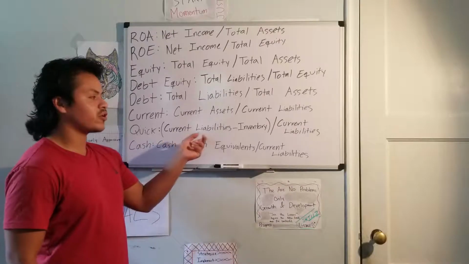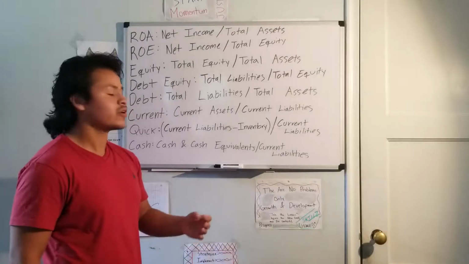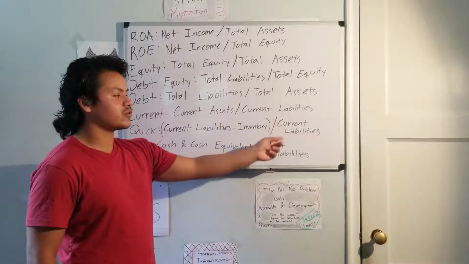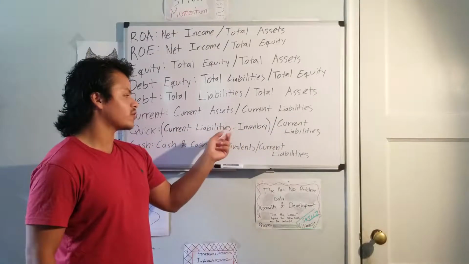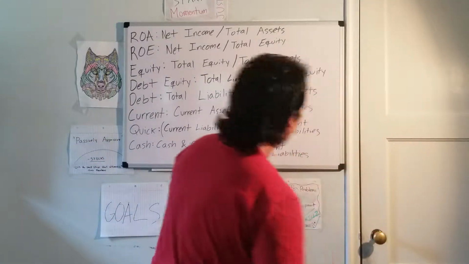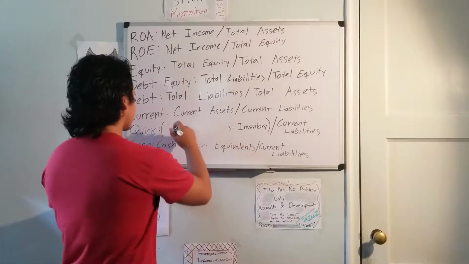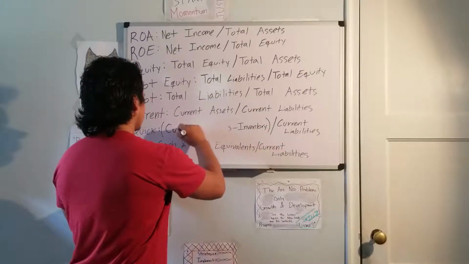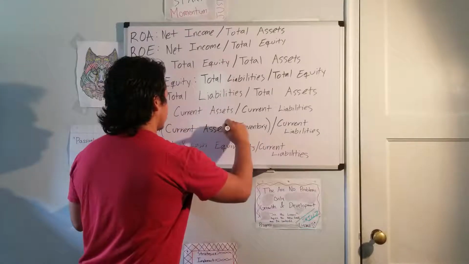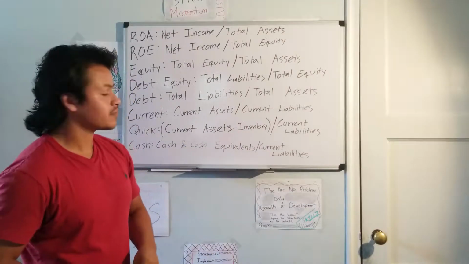The quick ratio takes out inventory, because inventory can be slow moving unless you sell at a deep discount. Therefore, you can't really fully value it. So the quick ratio is current assets minus inventory, divided by current liabilities.